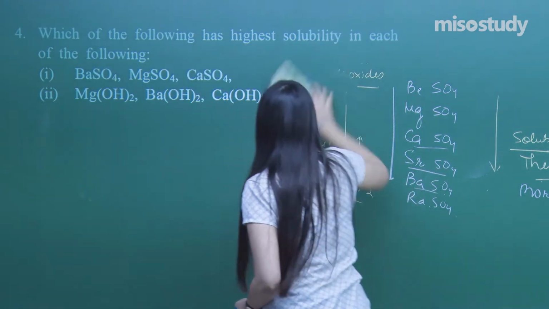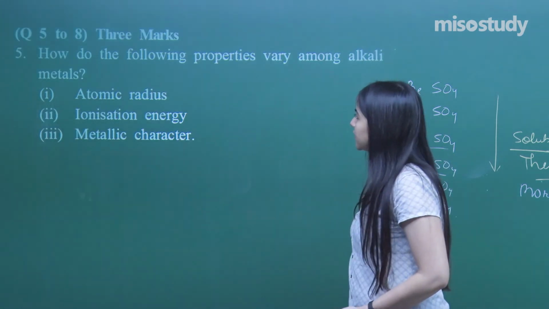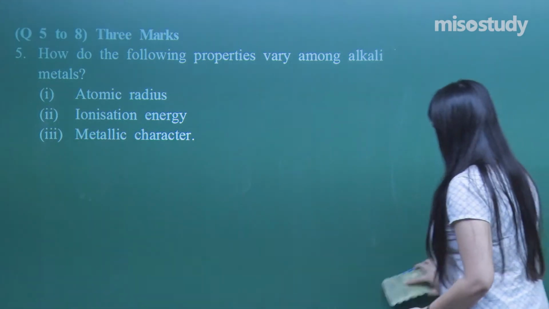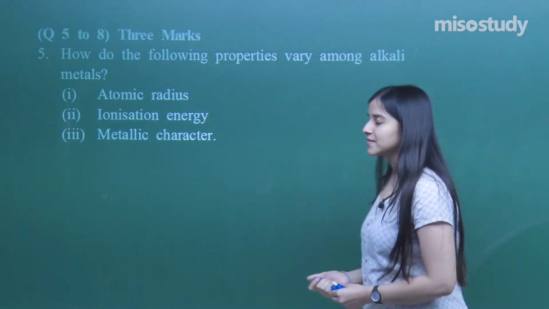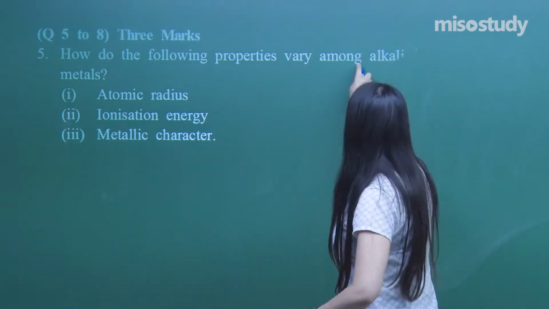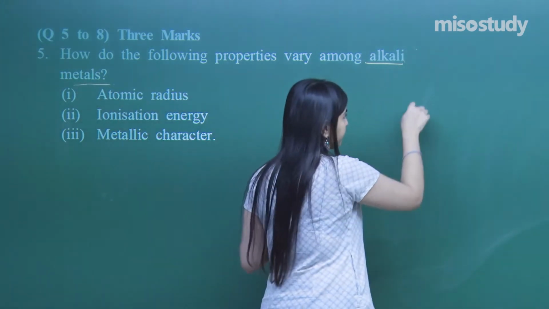Now let's move on to question number 5. Right, okay, let's just remove this. Now, how do the following properties vary among the alkali metals? So it's a simple question, just the general idea we have to give. They are asking about alkali metals. What are alkali metals? Group 1.